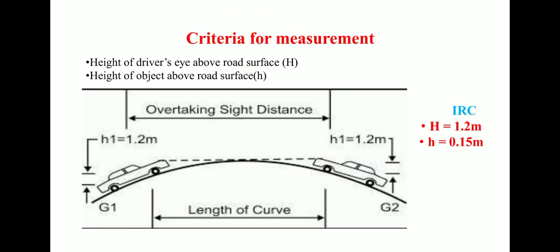In this figure again you can see the length of the curve. If you are moving along a curved path, this is a cross section, then h1 is the height of the driver, and there will be another small object with a height of 0.15 meter. The length of the curve should be such that the person moving along can see the other objects clearly.